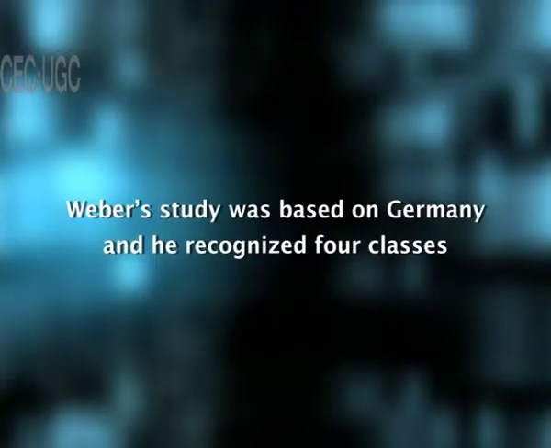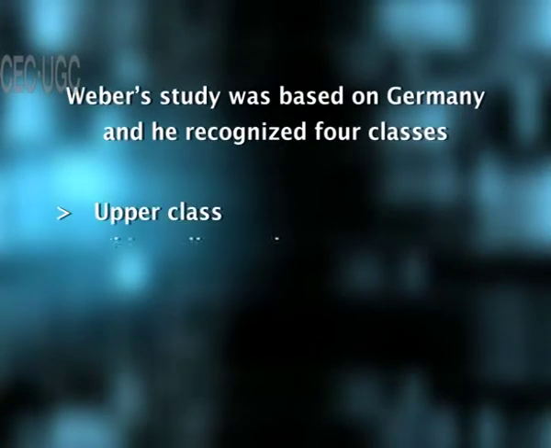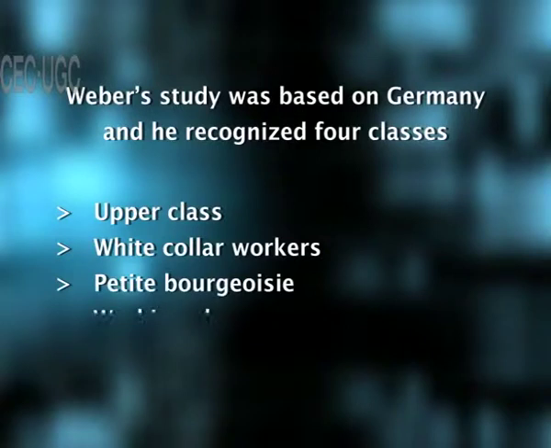Weber's study was based on Germany and he recognized four classes: upper class, the white-collar workers, the petite bourgeoisie, and the working class. Unlike Marx, who associated social stratification with material wealth only, Weber added other dimensions like religious affiliation, prestige and power as determinants of social class of people. According to him, three key factors are responsible for stratification, that is, class, status and power.